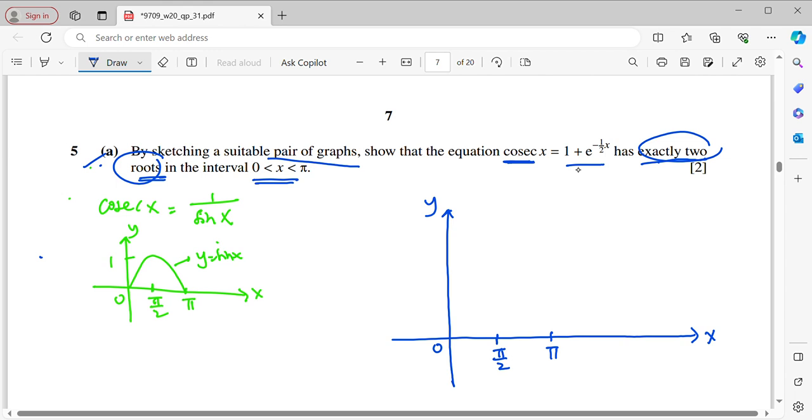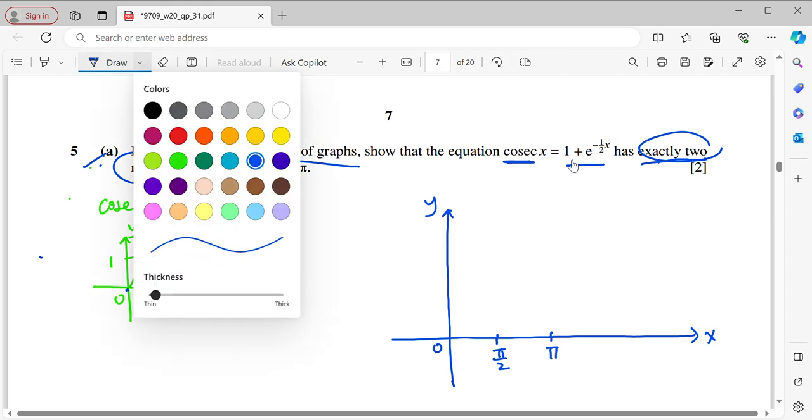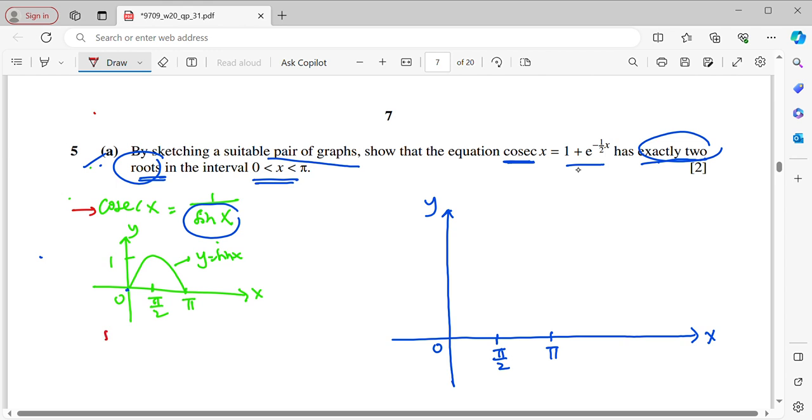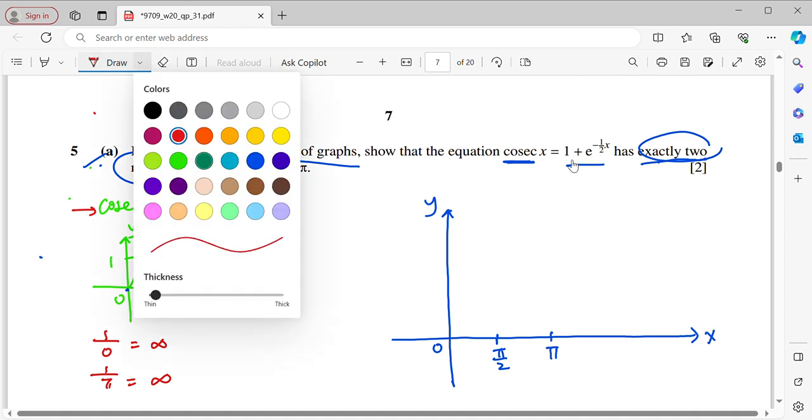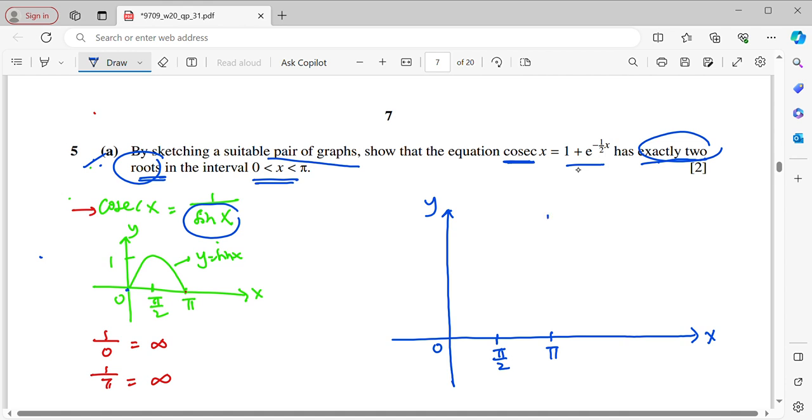Now, the original graph for the sine x. When x goes to 0, when you convert to cosec, 1 over 0 will be infinity. The same goes for pi. That means 1 over sine pi will be infinity, which means it will be an asymptote. The graph will not be touching this dotted line, it will be approaching this dotted line, at these two points, x equals 0 and pi.